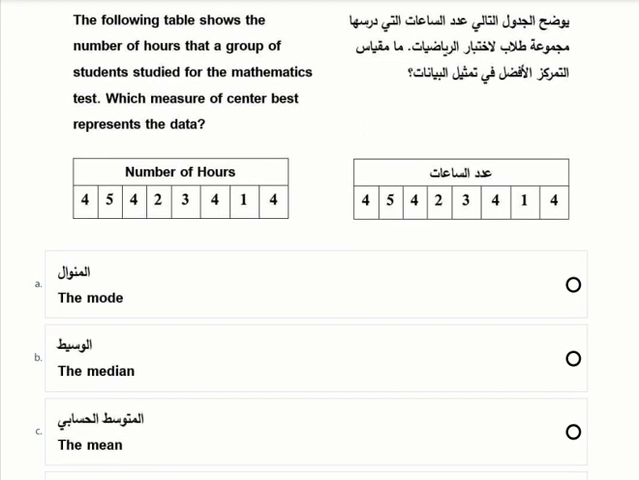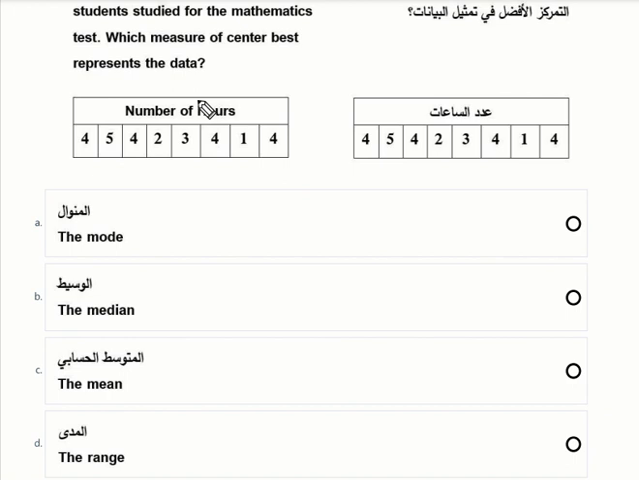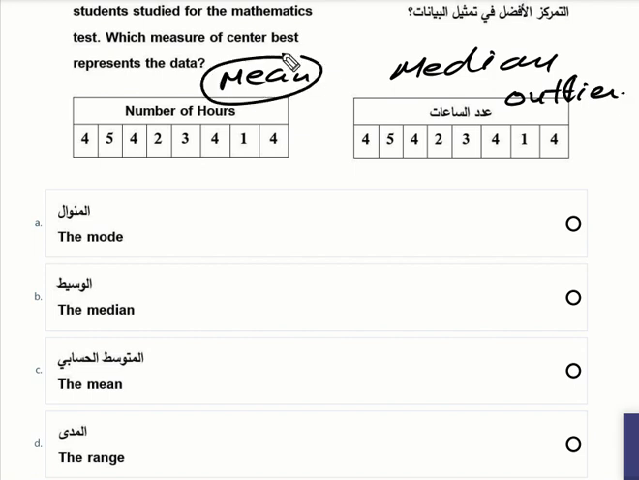The following table shows the number of hours that a group of students studied for the mathematics test. Which measure of the center best represents the data? Now you see, we have two things which best represent the data: one is mean and another is median. Median will be helpful for us only when there are outliers. Otherwise, mean is a very good thing to represent the data. Here mode and range are out of the answer. The confusion is only between median and mean. So first we will find the mean, and check if there is any outlier. If an outlier is there, then median will be the best to represent the data. If not, then mean will be the best.